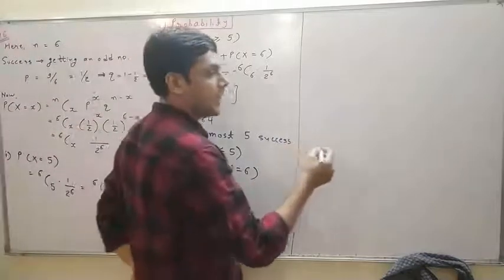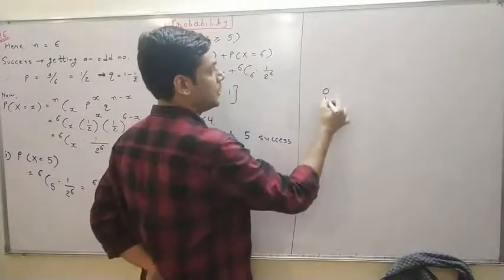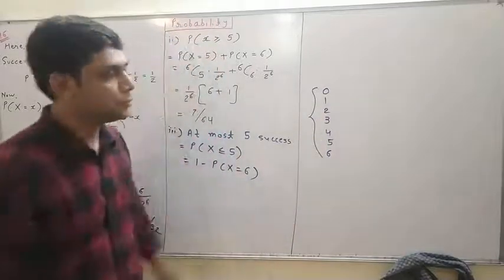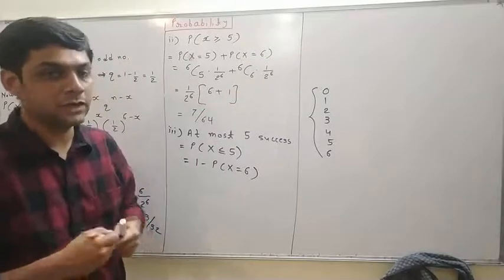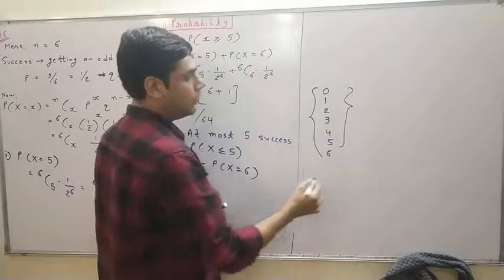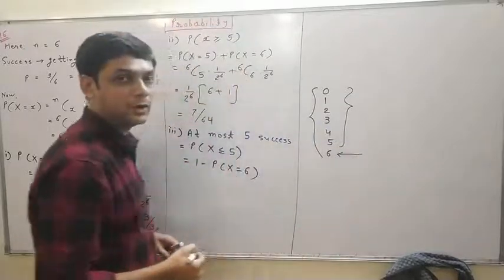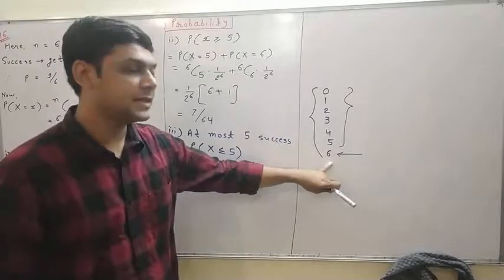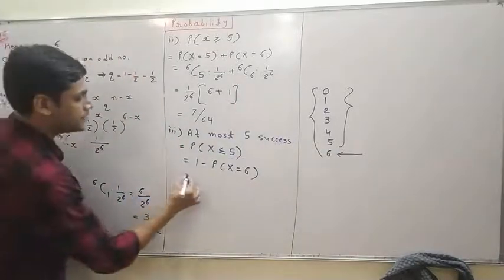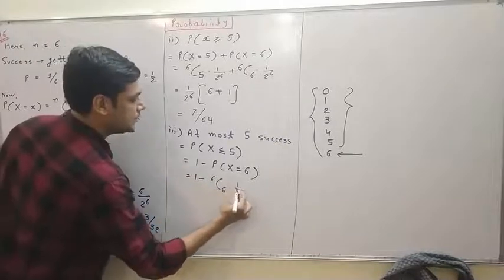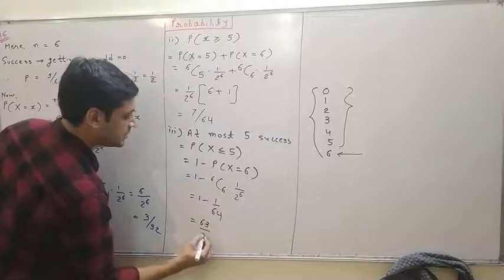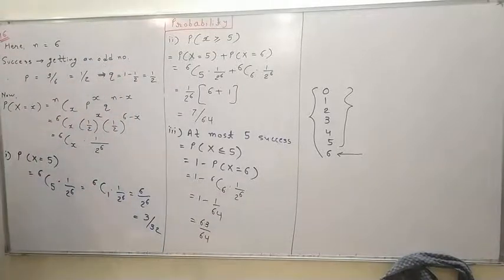Because when you throw a die 6 times, an odd number can come 0 times, 1 time, 2, 3, 4, 5 and 6 times. Only one of these will happen. Means the total probability of all of this is 1. Now you need the probability of 0, 1, 2, 3, 4, 5. Only x equal to 6 does not come. So we will find the probability of x equal to 6 and subtract it from 1. So 1 minus P of x is equal to 6, that is 1 minus 6C6 into 1 upon 2 raised to 6. So 1 minus 1 by 64. So the answer is 63 by 64.